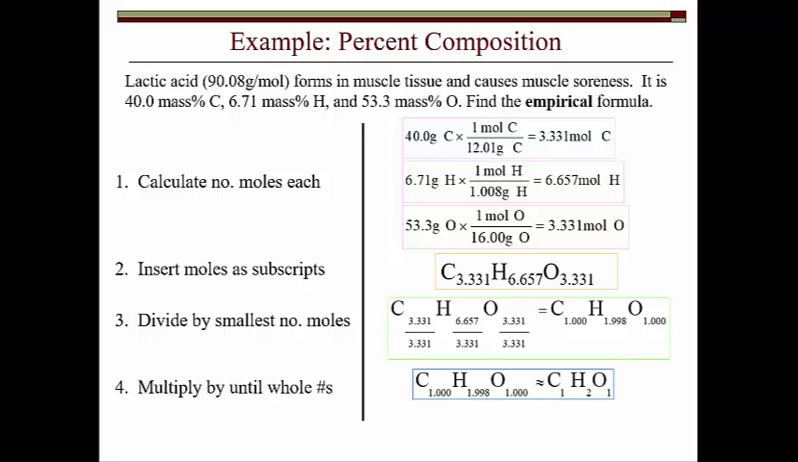So I can see that I have a ratio of 1 to 2 to 1, which means I have an empirical formula for lactic acid, as we learned before, that is CH2O. Right? 1 carbon for every 2 hydrogens for every 1 oxygen. So that's the empirical formula based on percent composition.